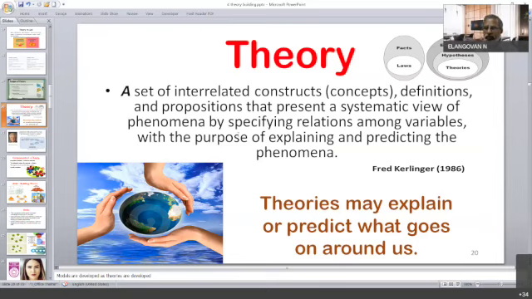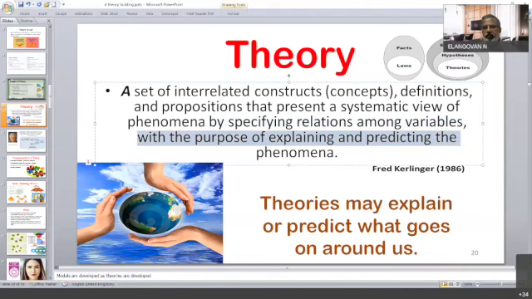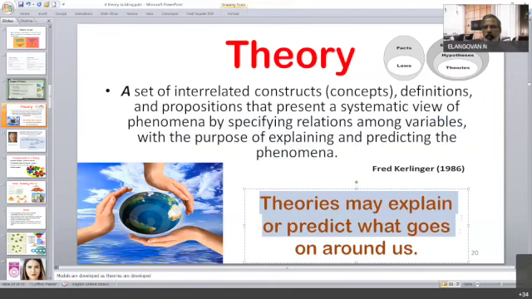For every phenomenon there is a theory. That's why I told you in problem identification also, every problem is connected with a theory. We need to understand that. A theory presents a phenomenon by specifying relations among the variables. And the purpose of a theory is that it explains and predicts the phenomenon. So that's what I have written here: theories may explain or predict what goes on around us.